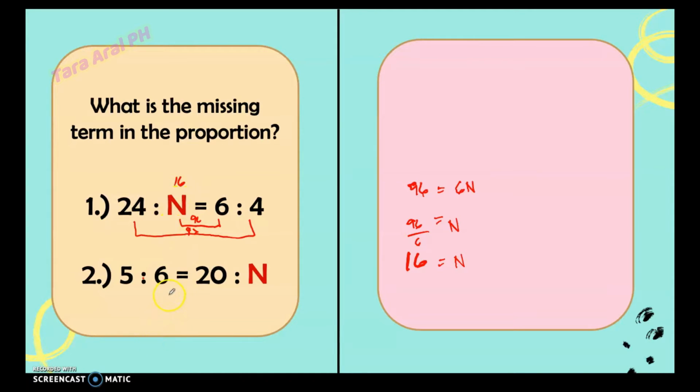Next, we have here the value of the extreme, which is n, is missing.